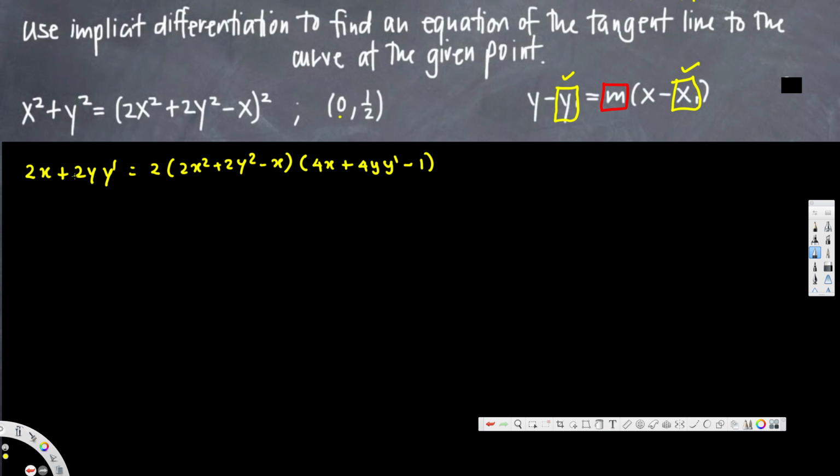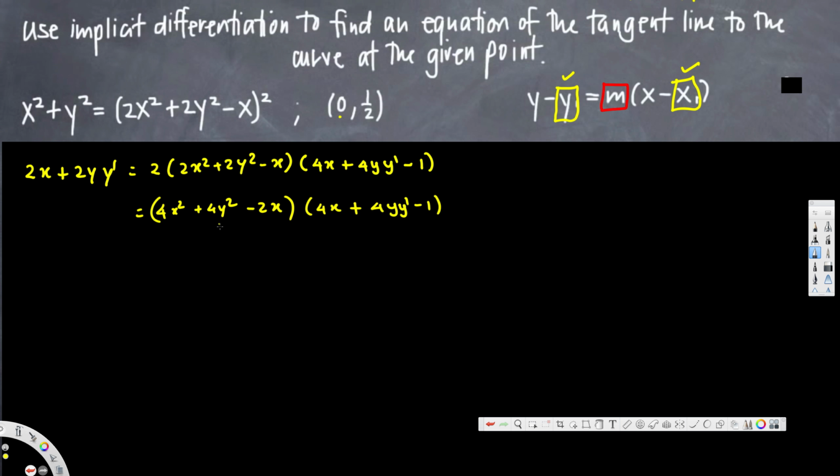Now let's go ahead and do that. Here we have 2x plus 2y y prime. Now let's solve this side. We can simplify this side by multiplying everything. 2 times 2x square, that's going to be 4x square, and then 2 times 2y square, that's going to be 4y square, and 2 times minus x, that's going to be negative 2x, and then we keep the other one as it is, 4x plus 4y y prime minus 1. Then we are going to multiply each term, like 4x square times 4x, 4x square times 4y y prime, then 4x square times minus 1.